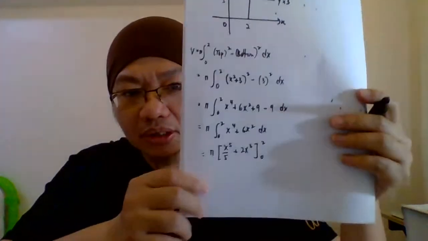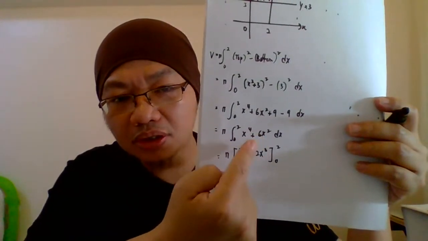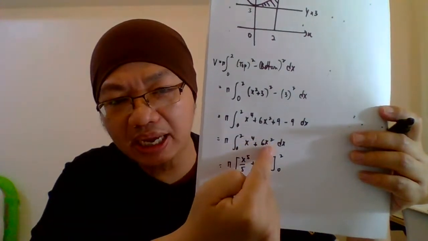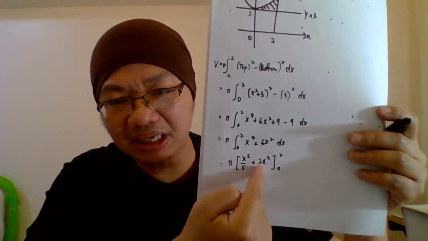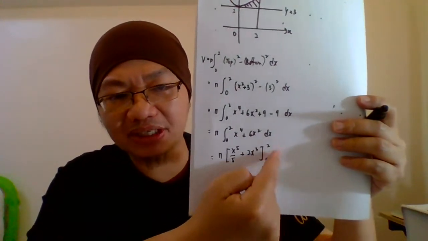And then, you do the normal integration. Tell me, what is the final answer? You're supposed to get x power 5 over 5 plus 2x cubed, to the limit 0 to 2. Why 2? Because 6x cubed over 3, 6 and 3 simplify to become 2. So that's why 2x cubed. So to the limit 0 and 2, sub 2, sub 0.